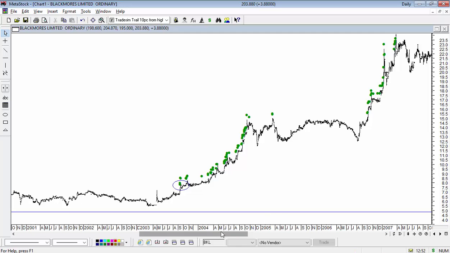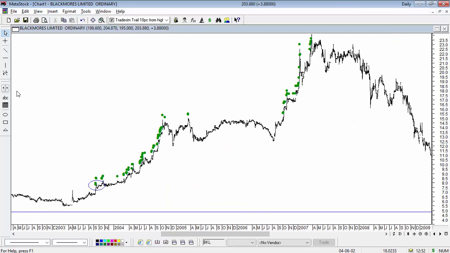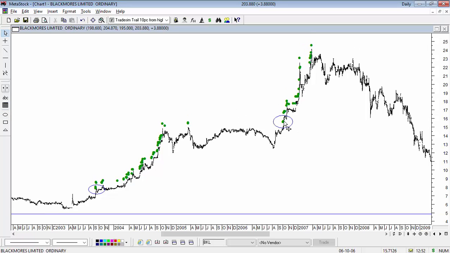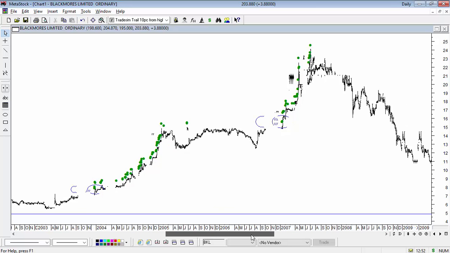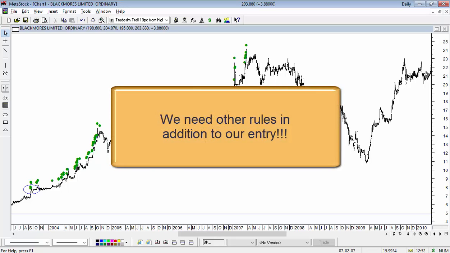And if I just keep going along this chart, the same thing happened in late 2006. Made another new all-time high, and then proceeded to move from $16 all the way up to $24. And then obviously the stock started to go down. Now this raises an important point. Obviously this rule is not sufficient on its own. It's no good knowing when to buy a stock if you don't know when to sell it. So there's obviously more to it than that.